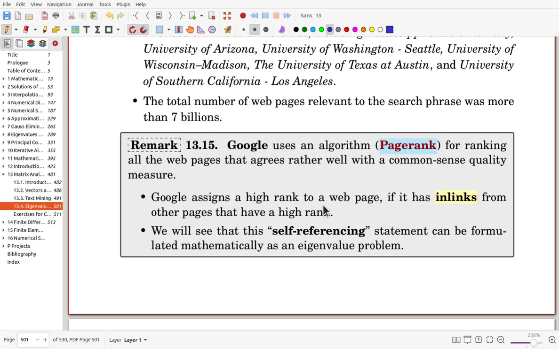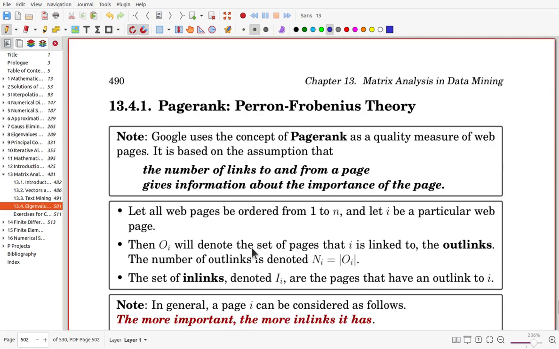For each data mining task, if you want to solve the problem, then you have to design a set of specific mathematical tools. And for this ranking of web pages, Google made an eigenvalue problem so that by solving an eigenvalue problem, Google can sort the web pages very nicely. So this section is showing you a specific example for a specific data mining task. Okay, let's go to PageRank.